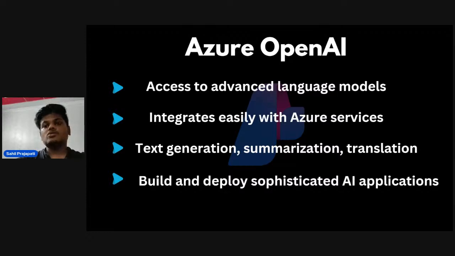You can also use Azure OpenAI to build and deploy sophisticated AI applications, such as using Azure OpenAI models for text translation from an image, or text translation from different types of PDFs, large CSV files, Excel files, and etc.